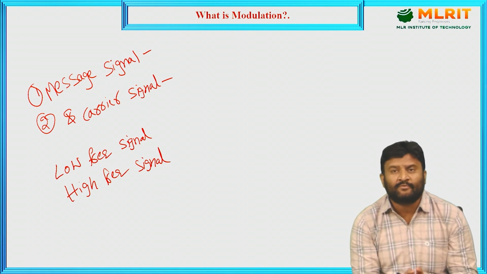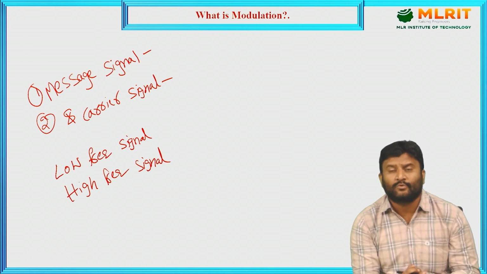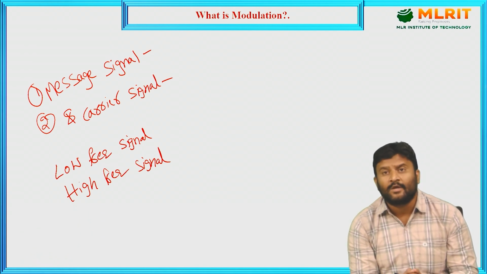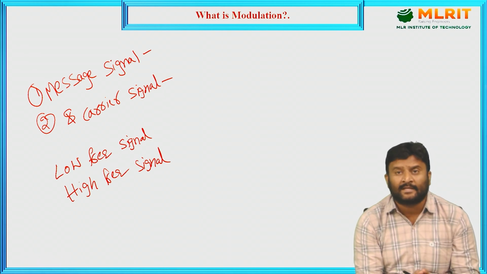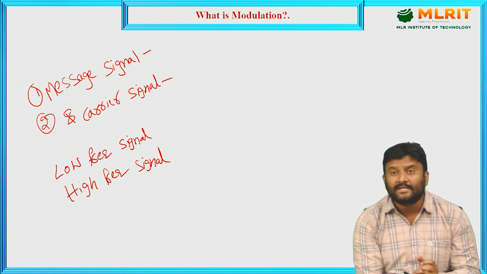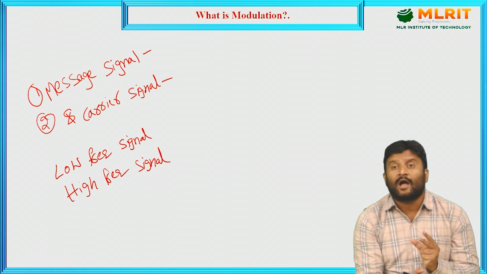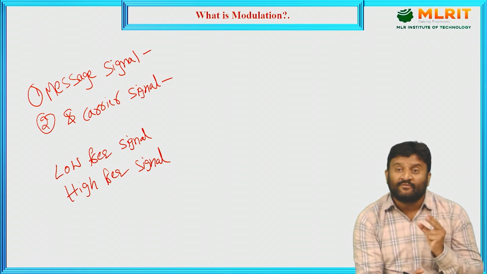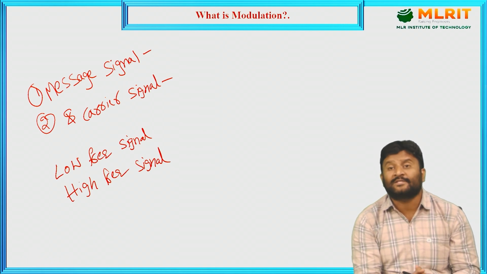Is it possible with the low frequency alone? Without any supporting signal, transmitting to a long distance is highly impossible. Then you need a support signal. That support signal is a high frequency signal. It does not contain any information, but it is helpful to send a low frequency signal, our voice signal or information signal, to a long distance. That is the main importance of the carrier signal.